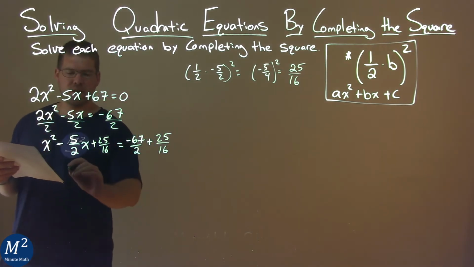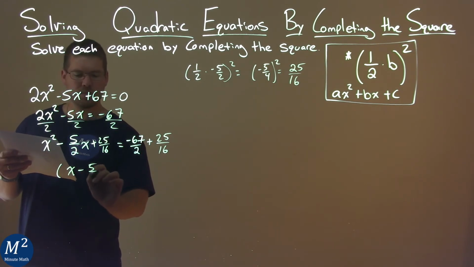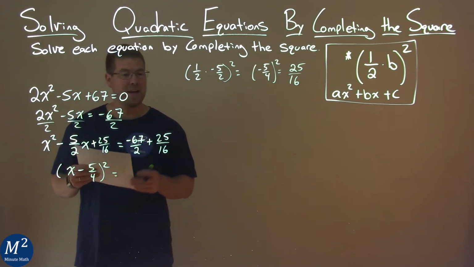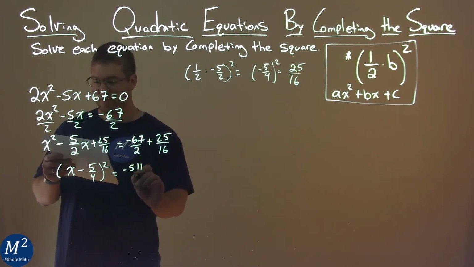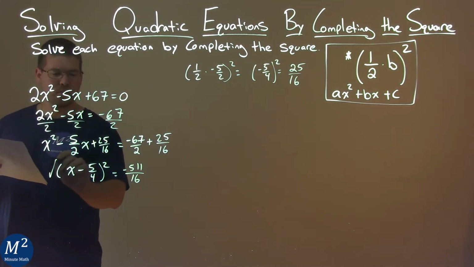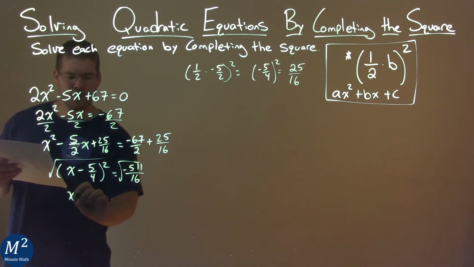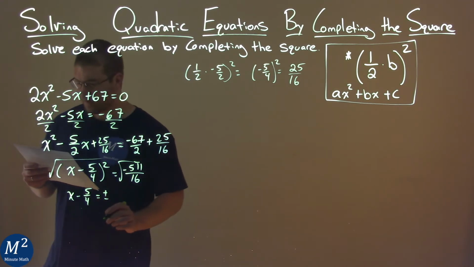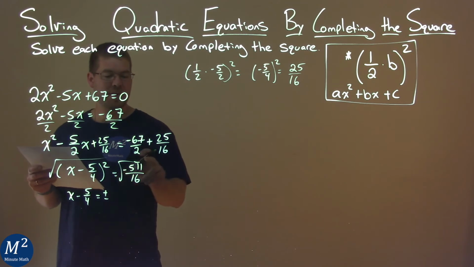The left-hand side is a perfect square of (x minus 5/4) squared. The right-hand side, when added together, comes out to be a negative 511 over 16. We now take the square root of both sides. Again, same process. And we have x minus 5/4 here equals plus or minus, well, the square root of negative 511 over 16.